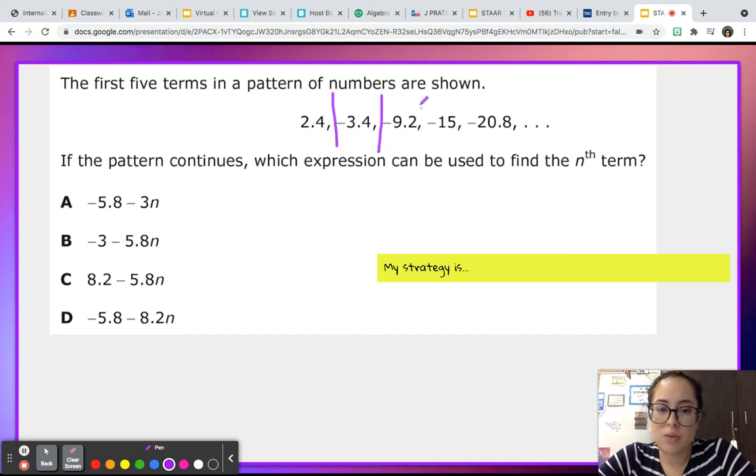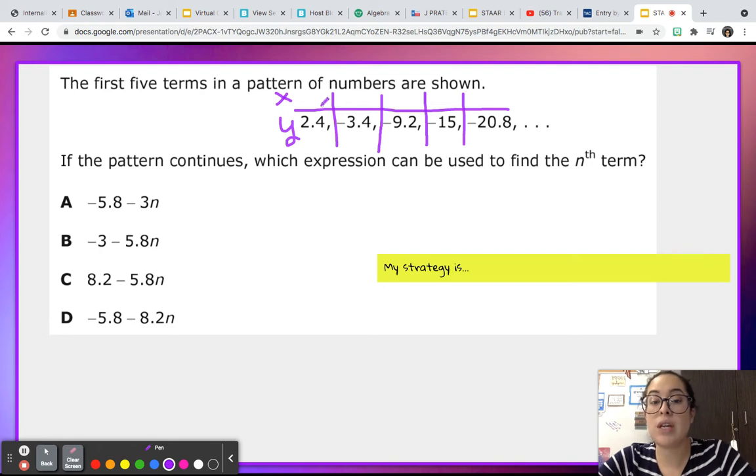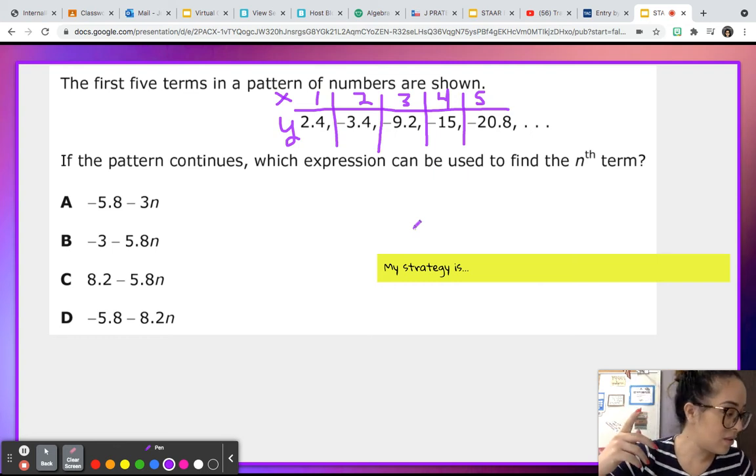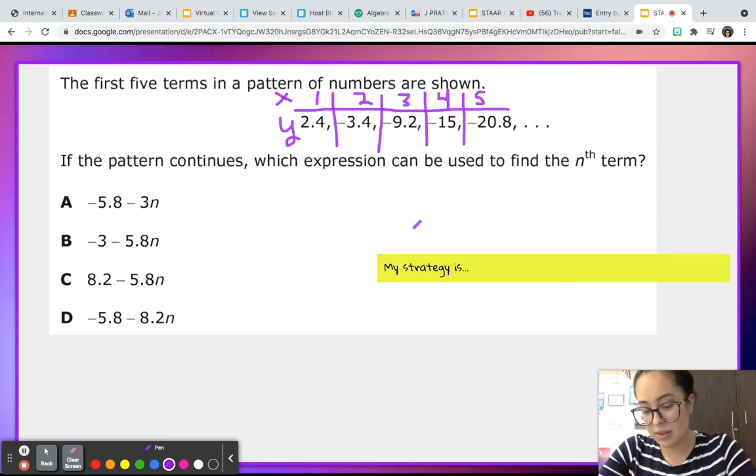So what you could do is make a table where these numbers are outputs, in other words the y values. The x values will be the position of each number in the pattern. So this will be the first number, second number, third, fourth, and fifth. Once you've created a table, you could basically pull a regression out of it. So let me see how we could do this.